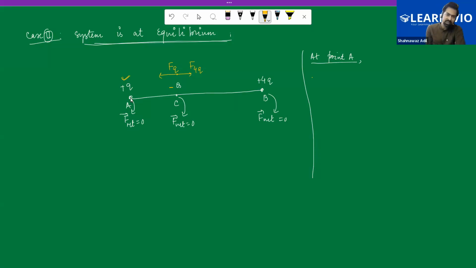What about this point? At this point, this thing we discard, right? So now we are taking the contribution from this one and this one. If I take this plus q charge, the force would be attractive, so this is right hand side. And due to this plus 4q charge, both are positive, so the force would be repulsive. So this is F4q.